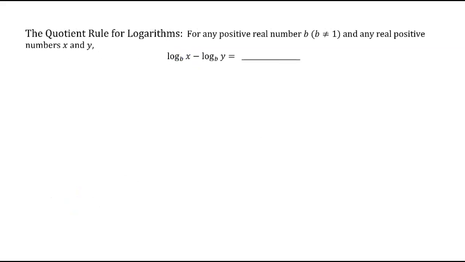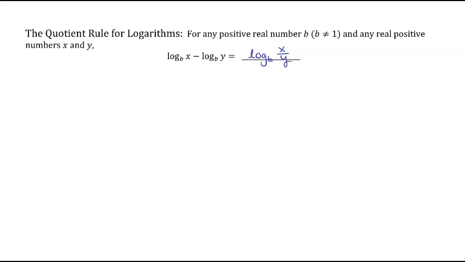Now let's learn about the quotient rule. The quotient rule says that for any positive real number b other than 1 and any positive real numbers x and y, log base b of x minus log base b of y is equal to log base b of the quotient x over y.